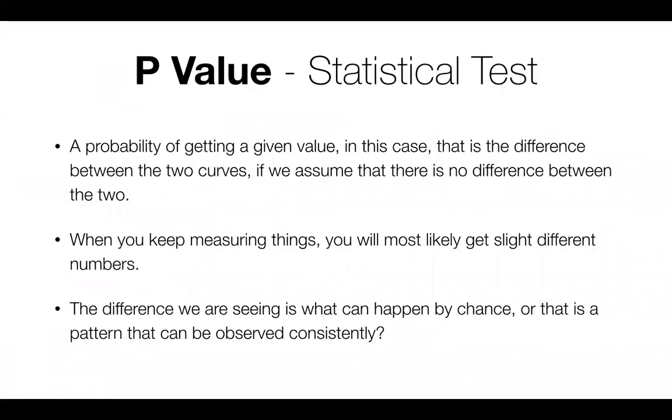So what the p-value is used for in a statistical test, right? The p represents probability. The probability we're talking about here is the probability of getting a given value, or in this case, the difference between the two curves, right? So the Mac OS survival rate curve and the Windows OS survival curve. And if we assume that there's no difference between the two, that whatever OS you use makes no difference and is pretty much the same, that's the hypothesis we assume. Then what is the probability of getting this kind of difference that we are seeing right now?